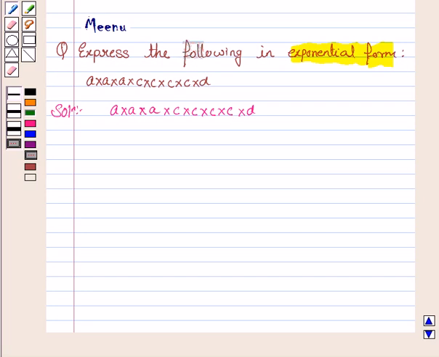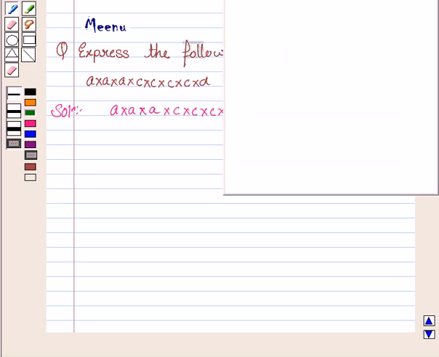So let us first understand the exponential form. Suppose we are multiplying a number a few times, say we are multiplying 10 3 times. So the exponential form of 10 into 10 into 10 would be 10 raised to the power 3. And in this case, this is called the base and this is called the exponent.